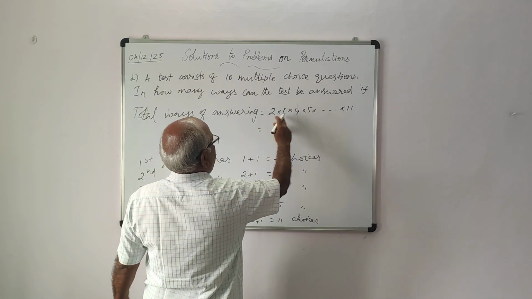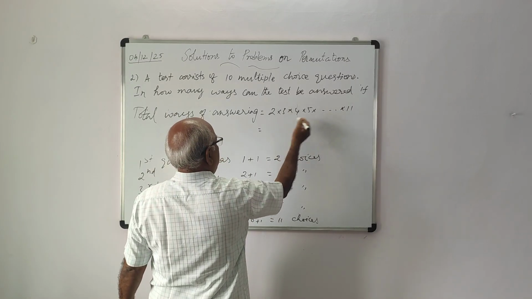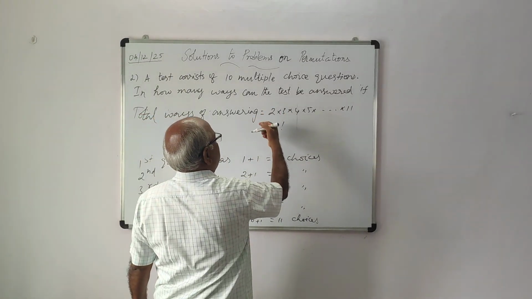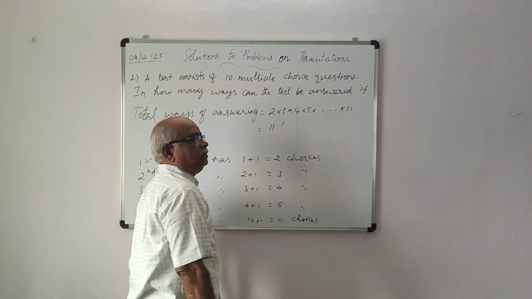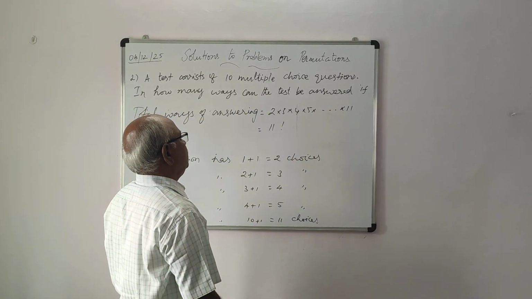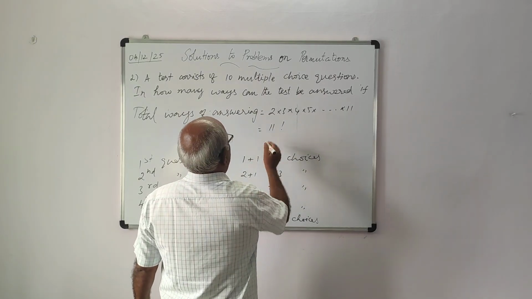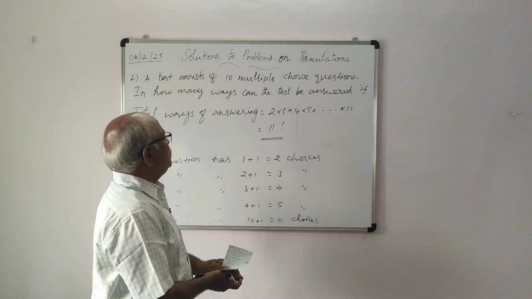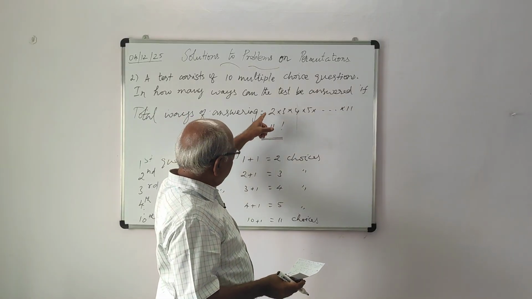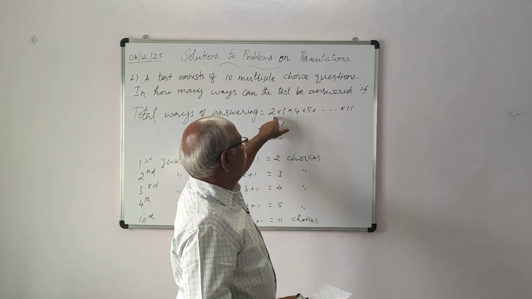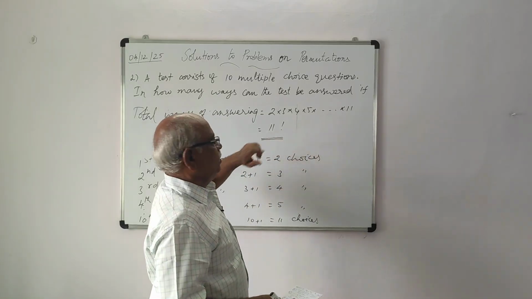So 2 into 3 into 4 up to 11 is nothing but 11 factorial. If you multiply by 1, it is also 11 factorial, the same. You need not write the 1, because even if you write it, it is still 11 factorial only. Therefore, this is nothing but 11 factorial.